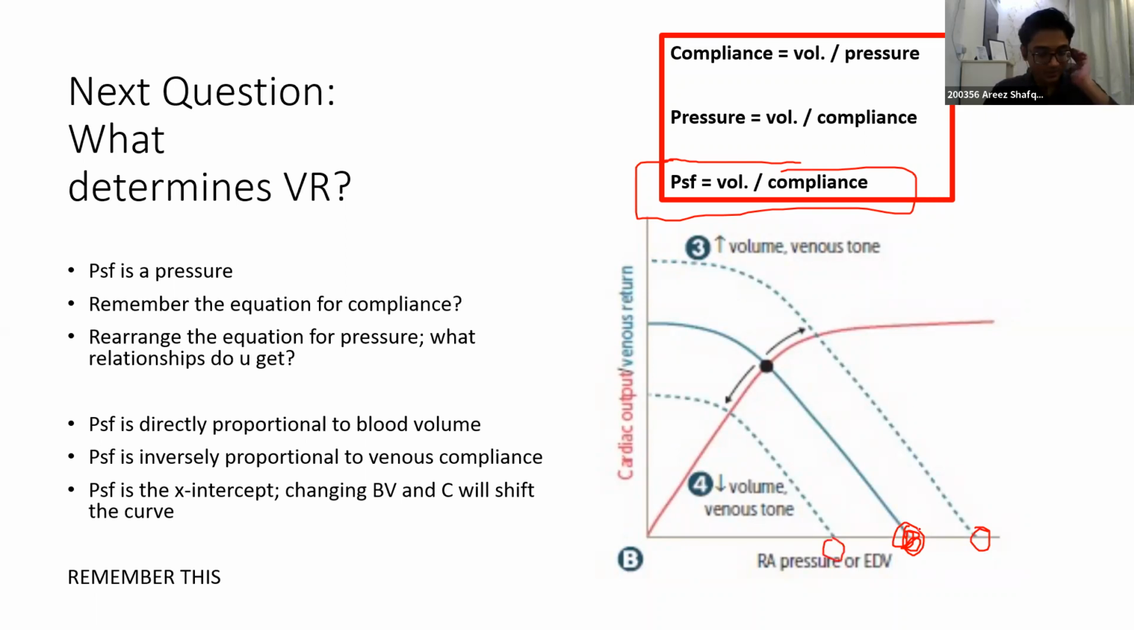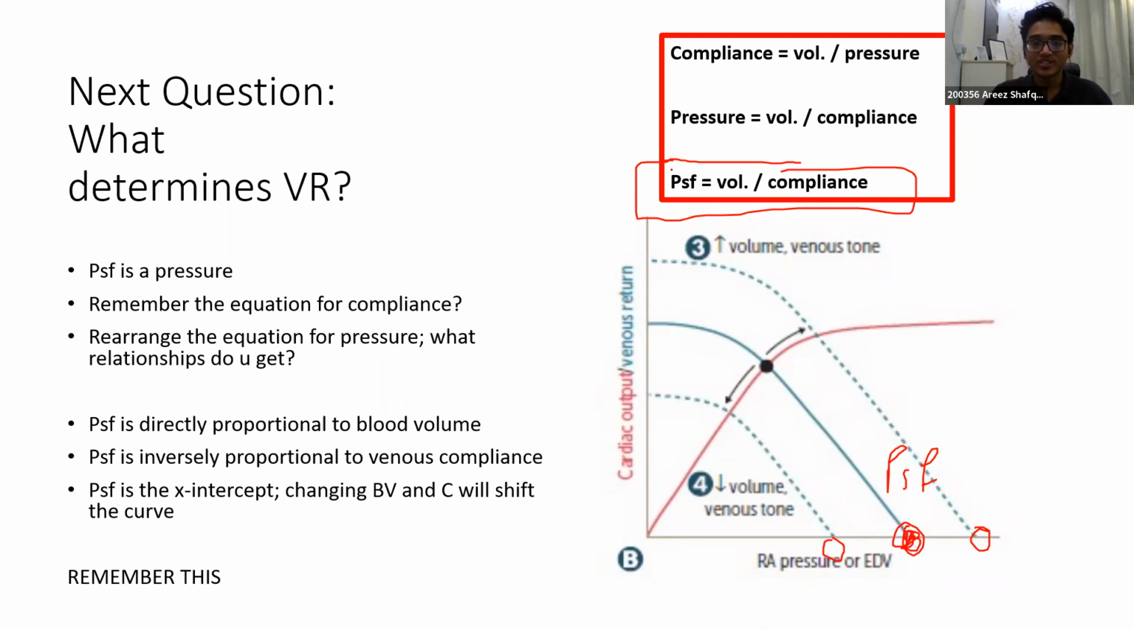Now, for venous return, you have to divide it into two points, okay? First is shifting of the curve. So the curve can shift to the right or the curve can shift to the left. The second point is decreasing or increasing the slope of the curve. Right now, we'll discuss shifting the curve, then we'll discuss the slope of the curve, okay? This we agreed on, this x-intercept is PSF. Everyone agreed on this because at this point, right atrial pressure equals the mean systemic filling pressure, venous return goes to 0. So this is mean systemic filling pressure.